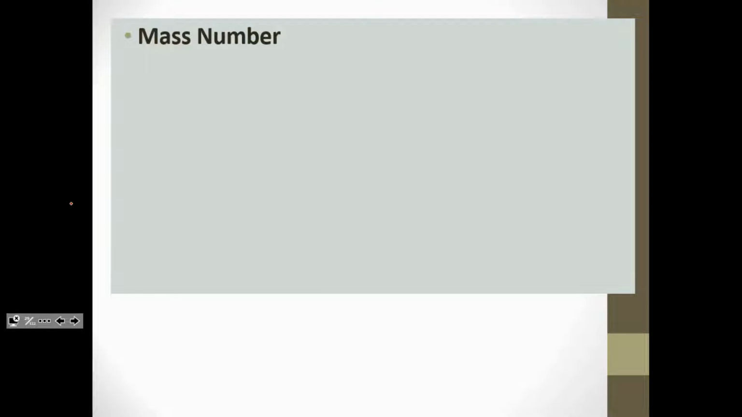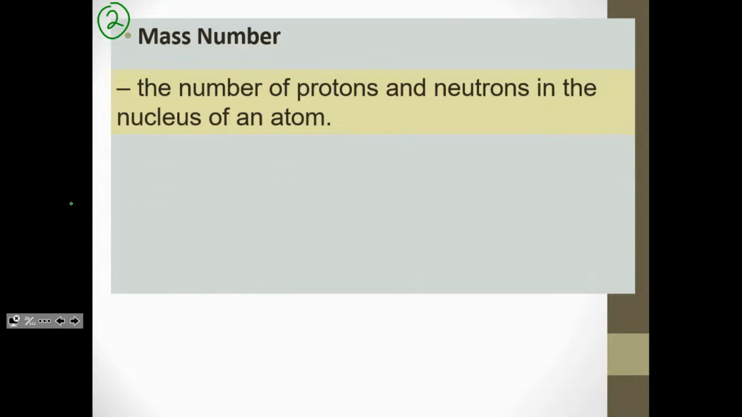Second topic today is going to be the mass number. The mass number is the number of protons plus the number of neutrons in the nucleus of an atom. So APE MAN, the APE was the atomic number equals the protons and the electrons. MAN is going to be the mass number equals the atomic number plus the number of neutrons. And again, the atomic number is the same as the number of protons.